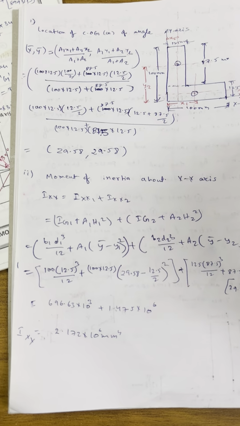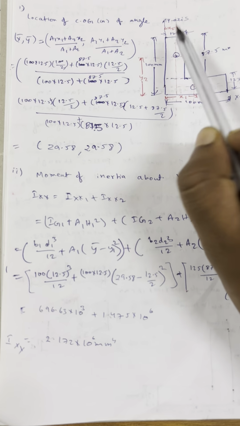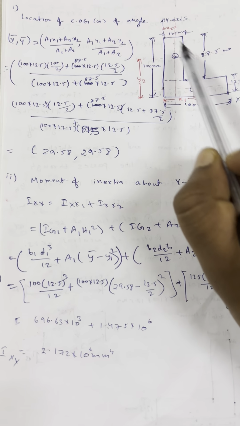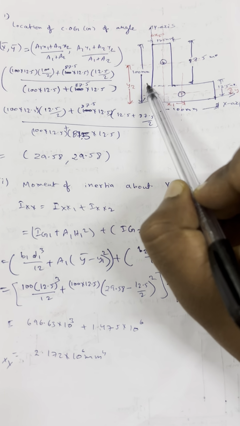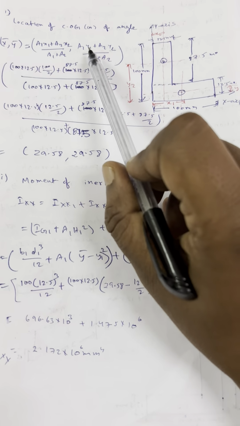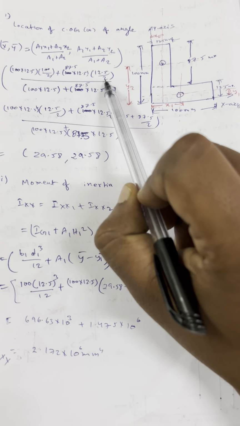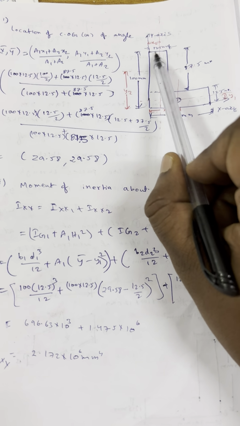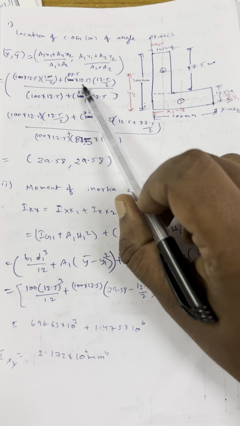Next, a2 is the area of the second portion, that is 12.5 into this height, which is 100 minus 12.5, that is 87.5. This is a2. Next, x2 is the central distance of the second portion from here, so x2 is 12.5 divided by 2.